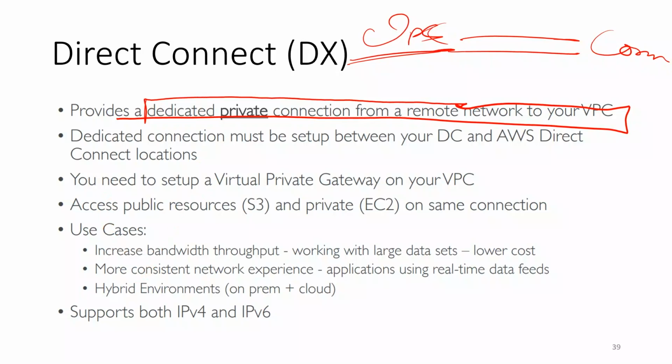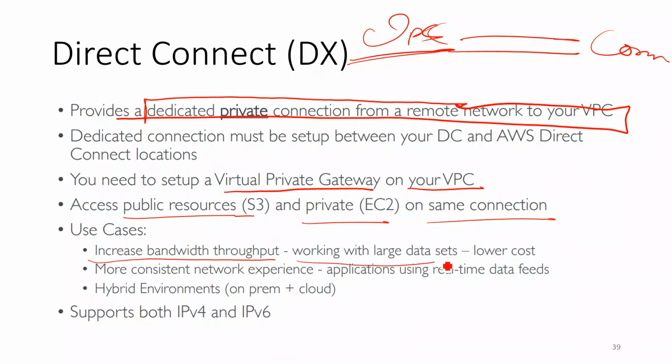You have to set up a virtual private gateway on your VPC. You have to do that, obviously, because if any traffic has to be connected to the corporate data center, you must have a virtual private gateway in your VPC. And you will be able to access public resources like S3 and private EC2 on the same connection from the corporate data center. Use cases are increased bandwidth throughput, working with large data sets, and lower cost.